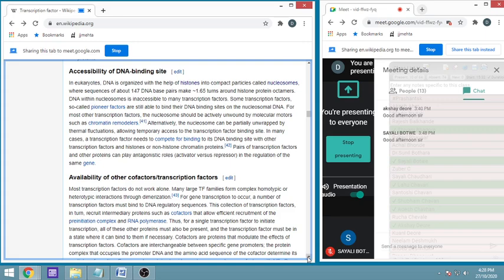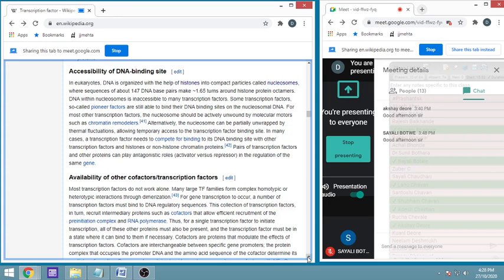So there are two ways. Some transcription factors can even reach their site of expression without unwinding or uncoiling of the DNA from the nucleosome, or in other cases, most of these will require the uncoiling of the DNA. Then next, they need to compete for binding to their DNA binding site with other transcription factors and histone or non-histone chromatin proteins.